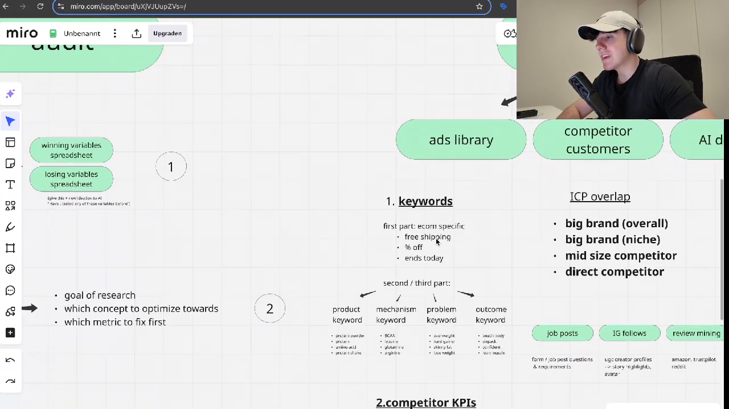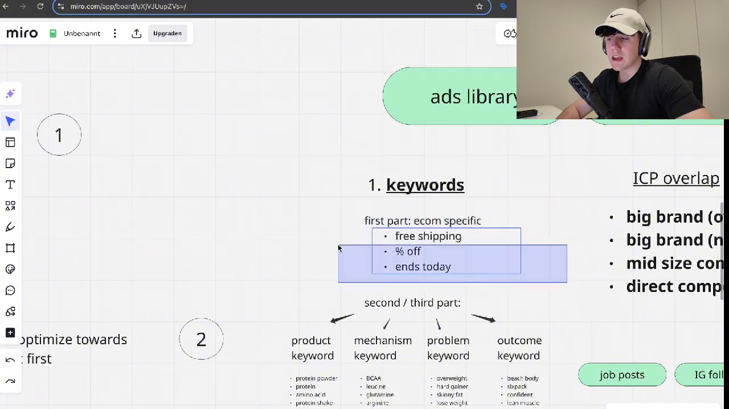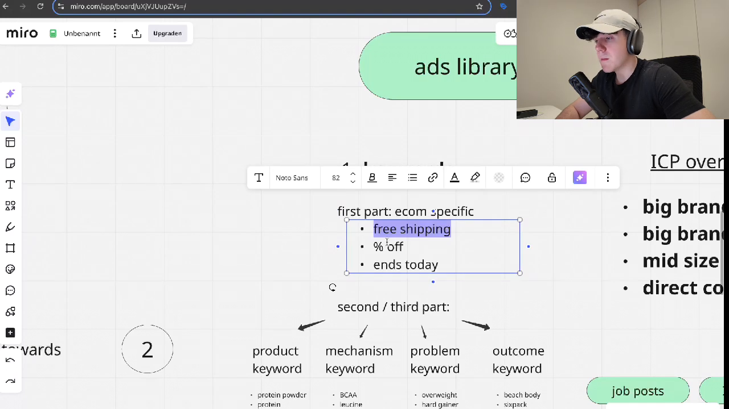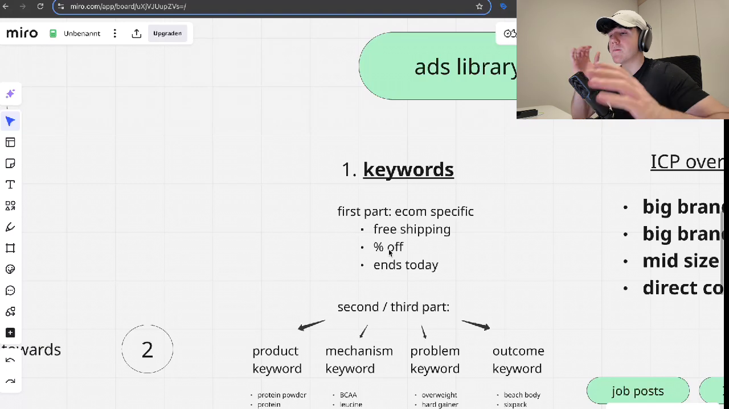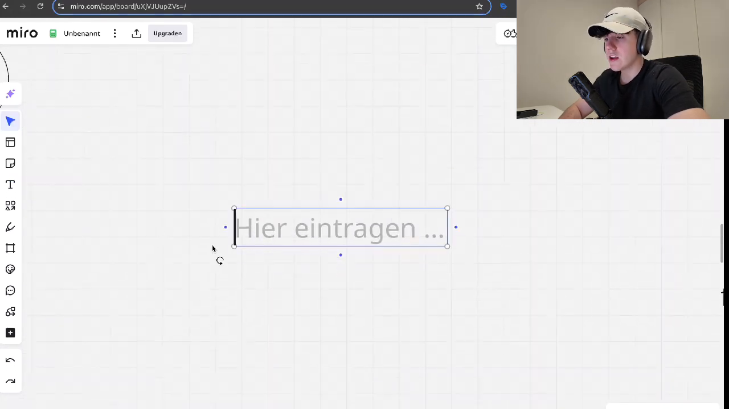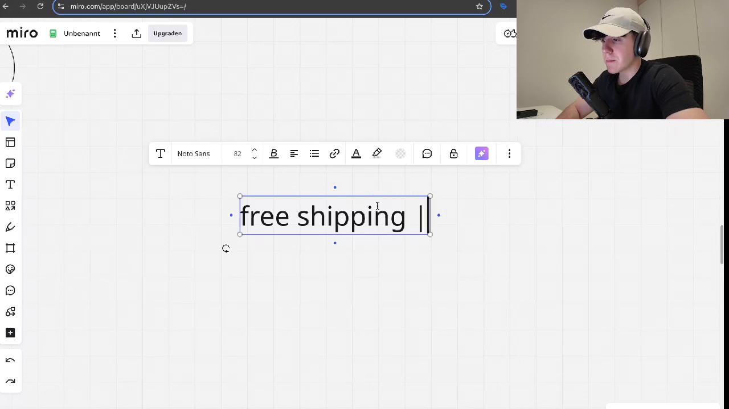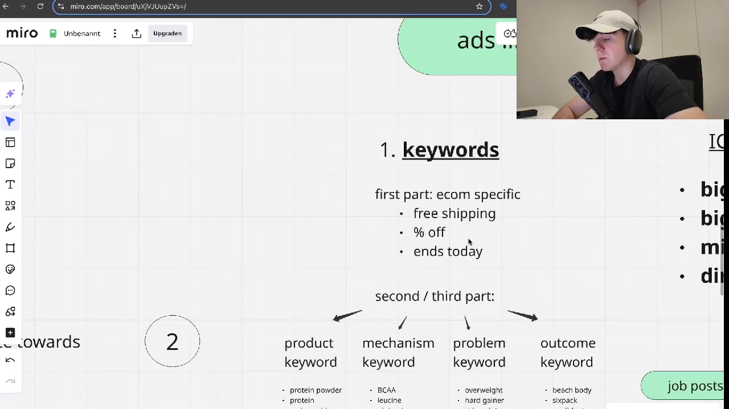When it comes to the keywords, you always want to combine keywords, meaning the first part of your keyword is always going to be something that is ecom specific. So for example, free shipping, % off, ends today, and so on. I'll give you an example. Let's say you look in the ads library, and type in free shipping, and then you use this pipe sign here, and then the second part is what we're going to look at next. This is how you combine keywords in the ads library.